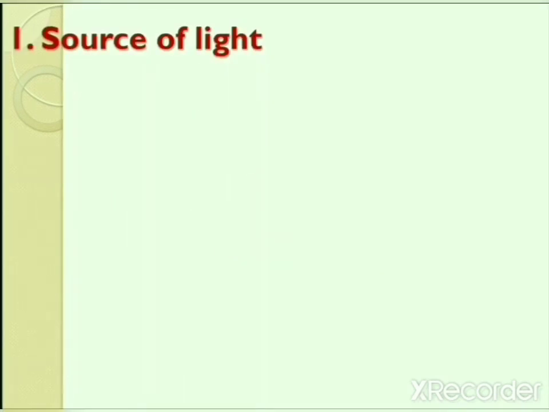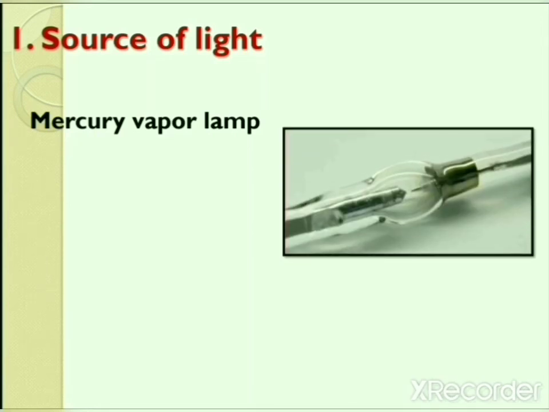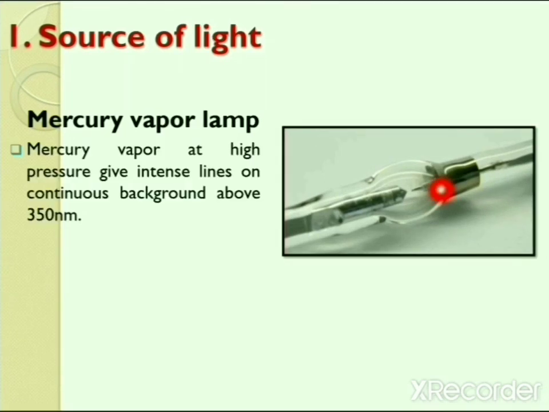First part is source of light. Source of light is used to produce desired wavelength of radiation. Different light sources used in fluorimeter are mercury vapor lamp, xenon arc lamp, and tungsten lamp. First of all, mercury vapor lamp. Mercury vapor lamp is a gas discharge lamp that uses an electric arc through vaporized mercury to produce light. This arc discharge is within a small fused quartz arc tube mounted with large borosilicate glass bulb.